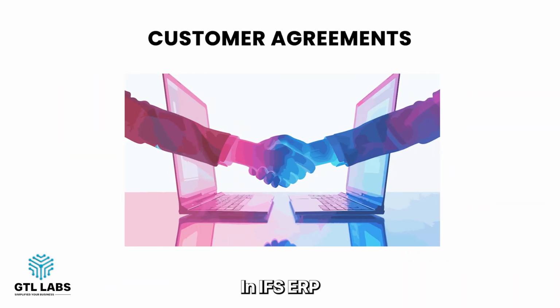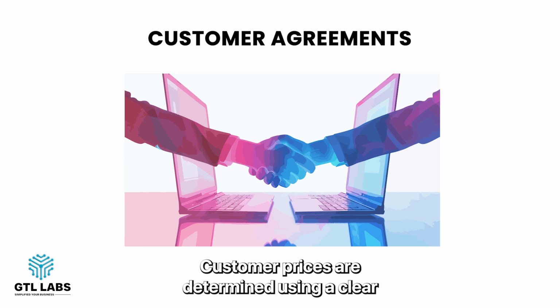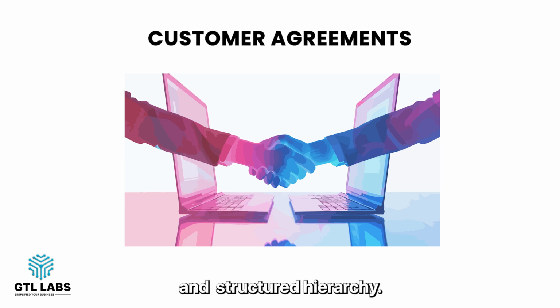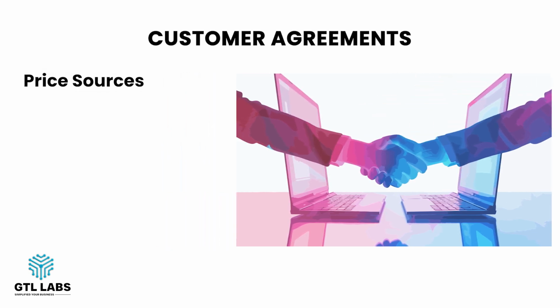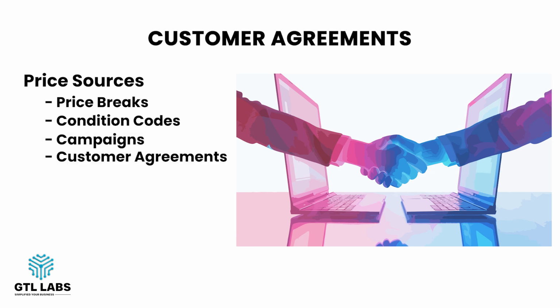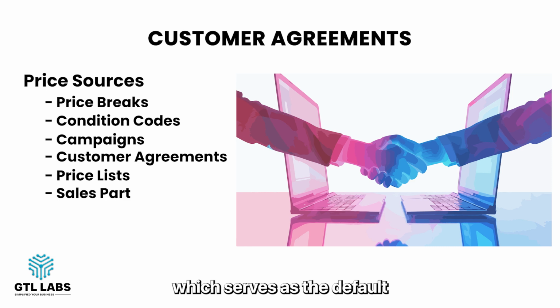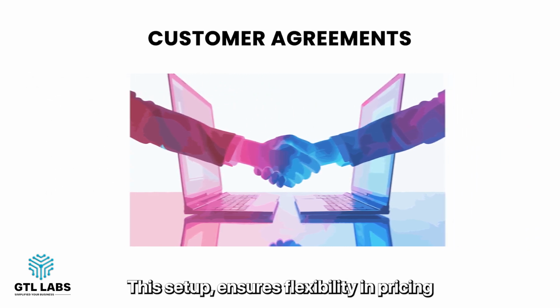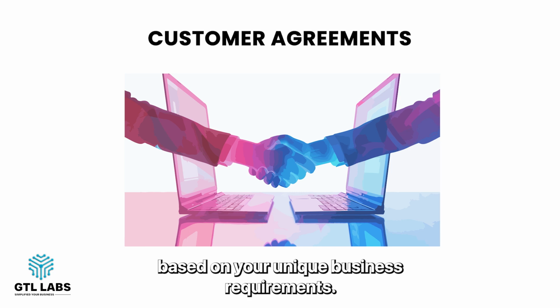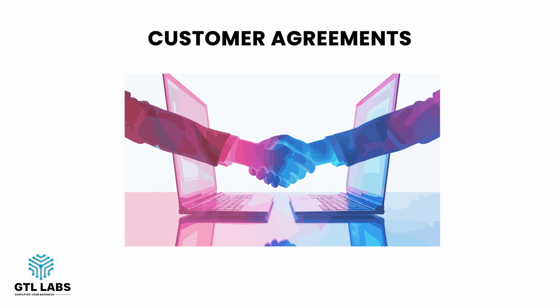In IFS ERP, customer prices are determined using a clear and structured hierarchy. Price sources include price breaks, condition codes, campaigns, customer agreements, price leads, and lastly, sales part, which serves as the default price source when no other conditions are met. This setup ensures flexibility in pricing based on your unique business requirements.